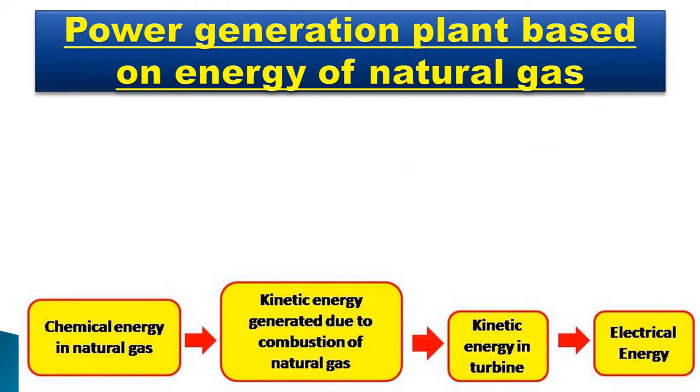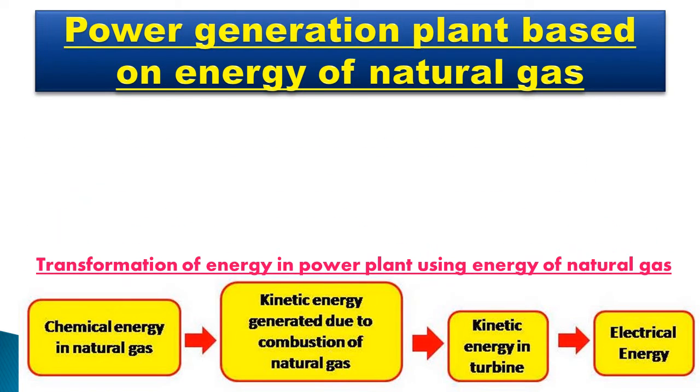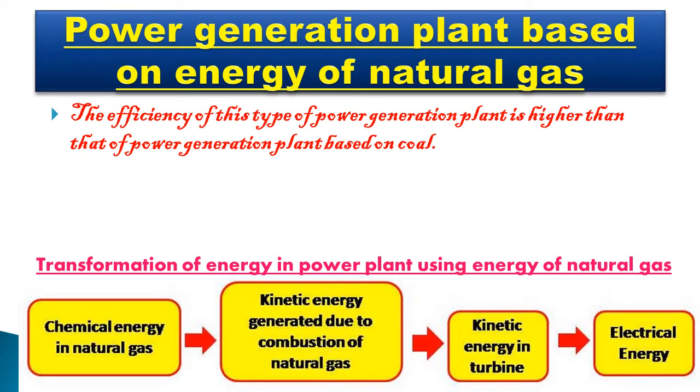Alright, so this is the transformation of energy in a power plant using energy of natural gas. You can observe the chemical energy in natural gas is converted into the kinetic energy generated due to the combustion. Combustion means burning of natural gas. Okay, and that is converted into kinetic energy in the turbine, and finally into electrical energy.